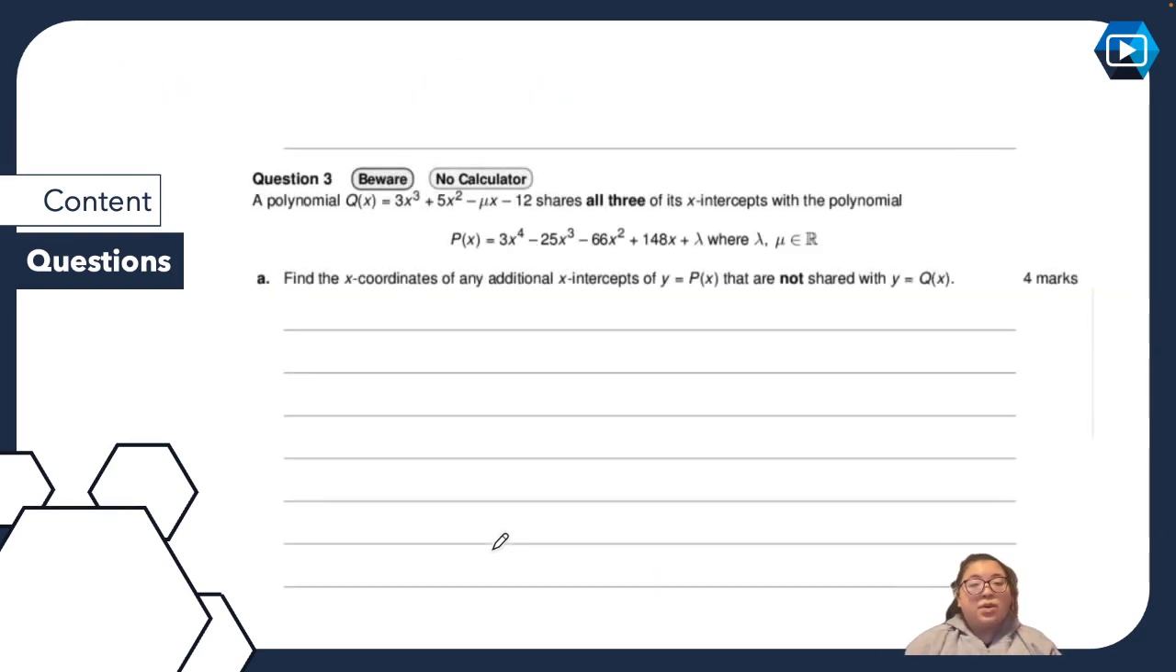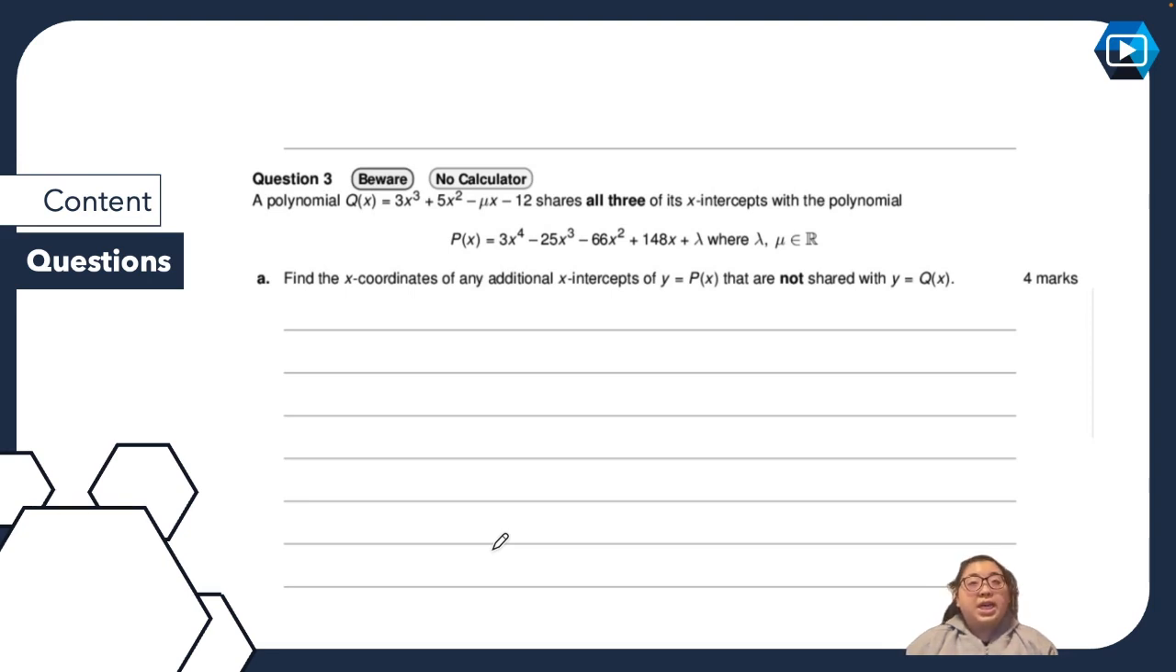Alrighty, so let's talk about this little short answer question. It has two parts, and we'll chat about both, and then we'll wrap up after that. So we have this polynomial, p(x) = 3x cubed plus 5x squared minus mu x minus 12. And this shares all three x intercepts with our other function, q(x), which is 3x to the power of 4 minus 25x cubed minus 66x squared plus 148x plus lambda.